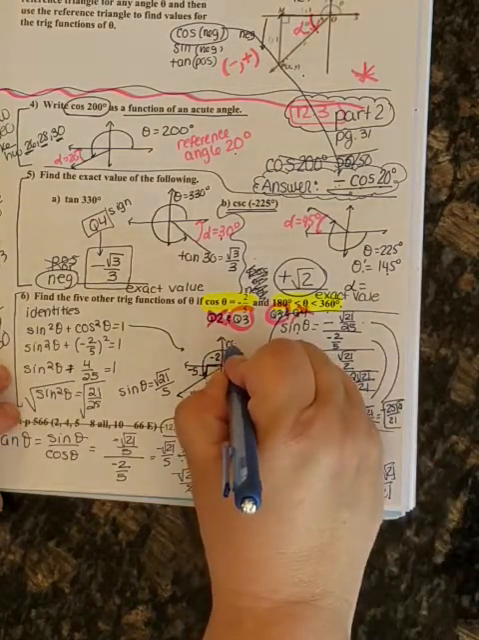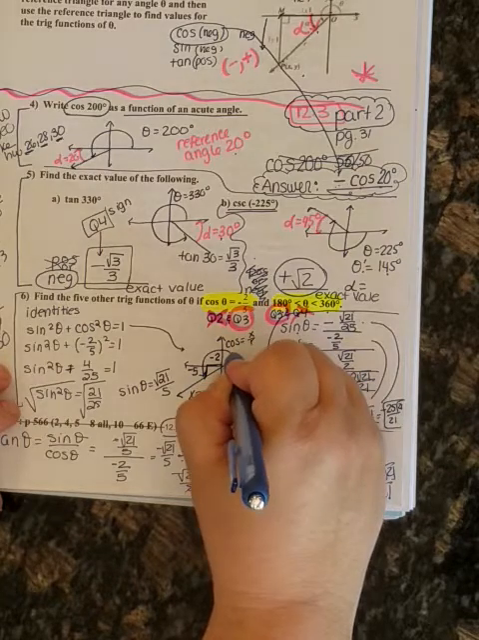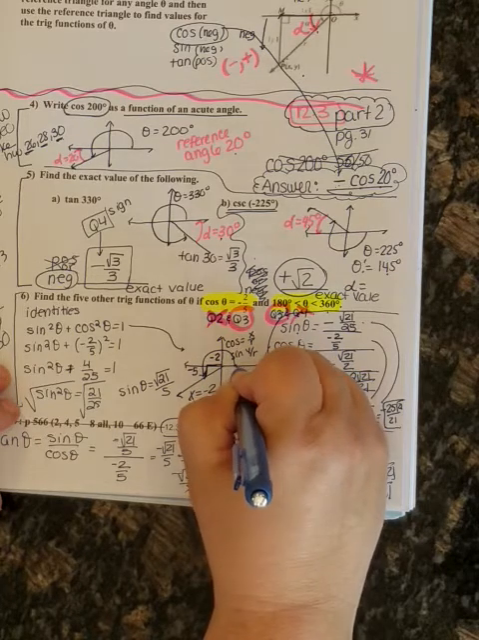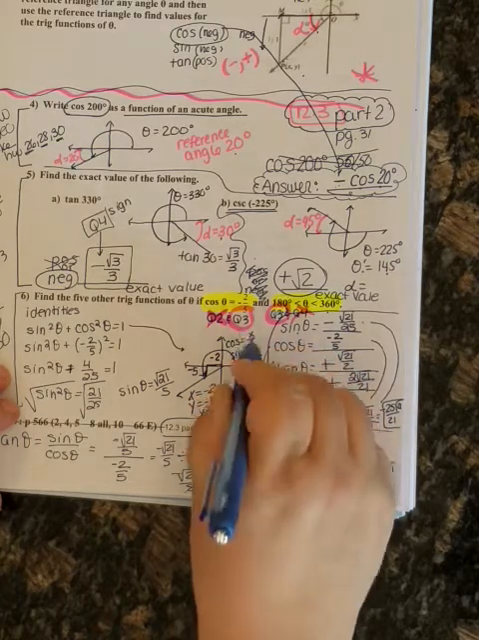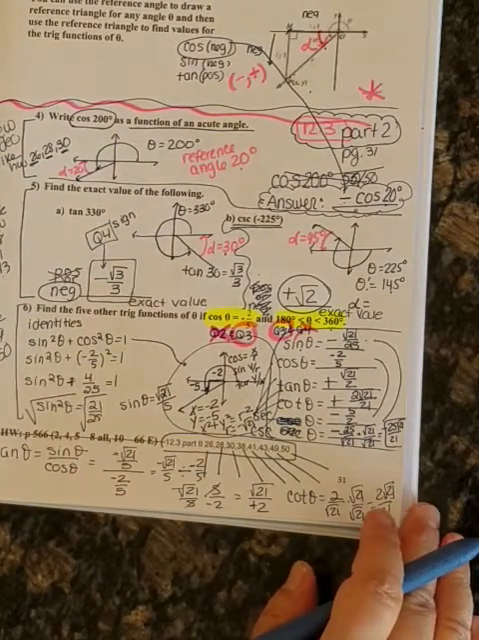Over here, you just memorize that cosine is x over r, sine is y over r, and tan is y over x. You could have done it this way if you wanted to. So there definitely was a variety.